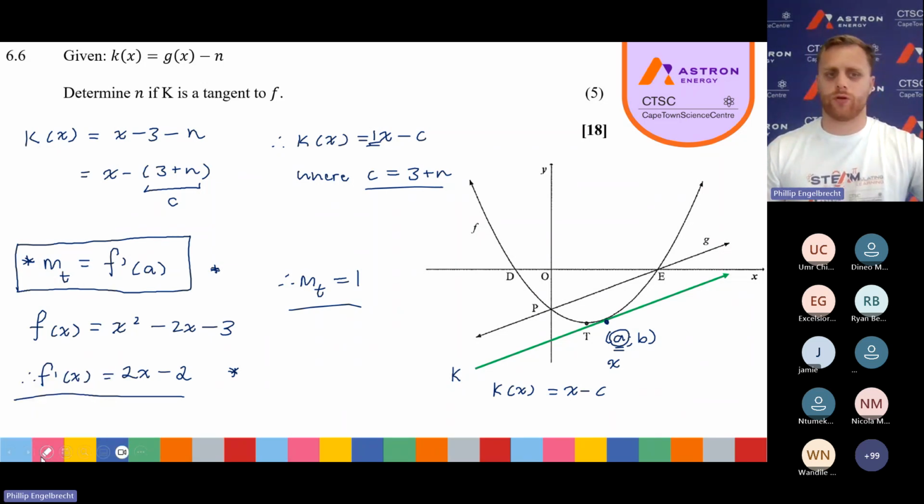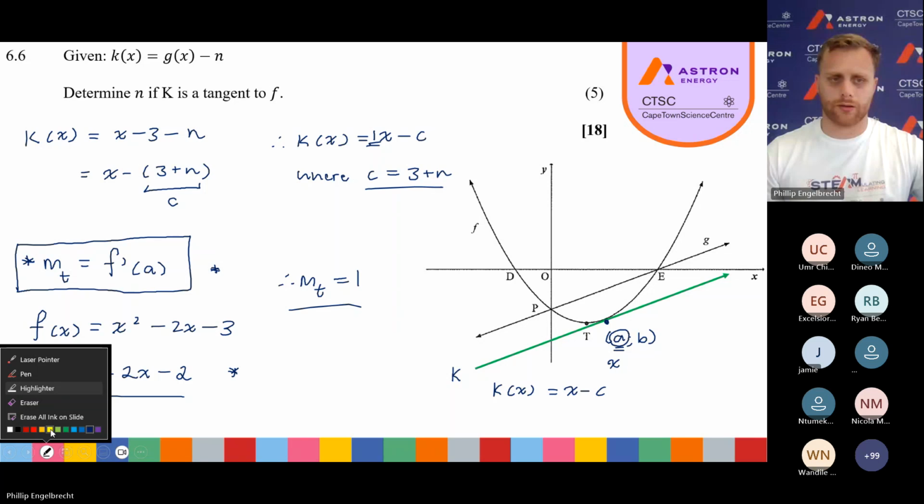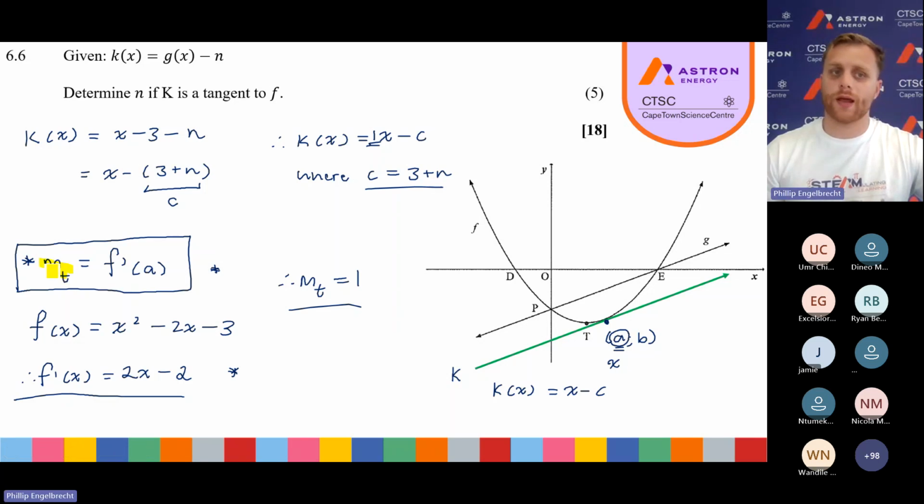Over here, this is a very, very important thing to remember. Just get the gradient of your tangent. The gradient of this straight line over here is equal to the first derivative. So it's the first derivative of f at that point, for that x value.